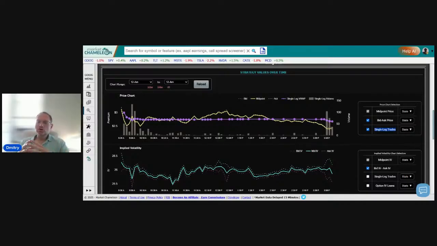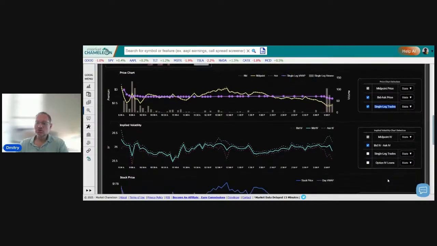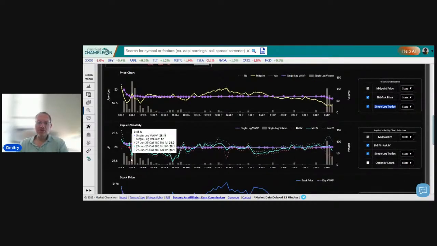Another thing we could analyze is the single leg trades and the implied volatilities that they traded at. So we could come down here and click on this. And now we have the same volume bars as the top, right? Because the trading volume would be on the same period. Instead of looking at the price of the option, now we're looking at the implied volatility of the trades. And this shows us the volume weighted average price of the implied volatility.